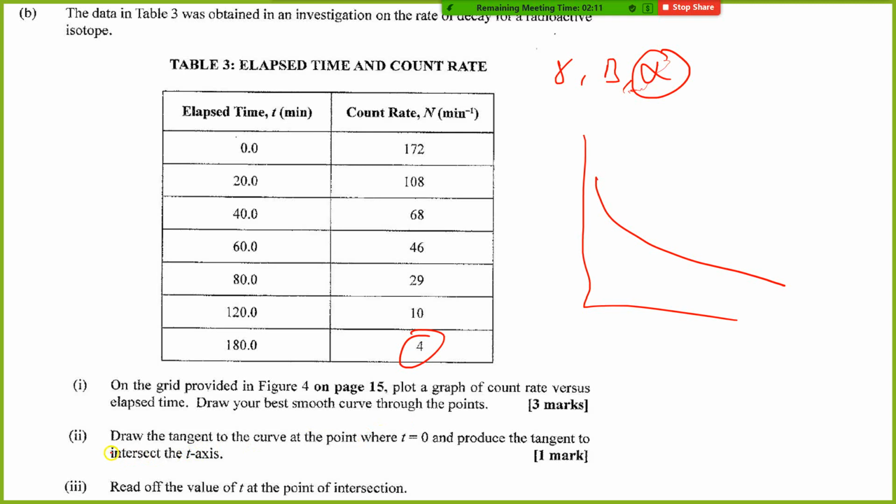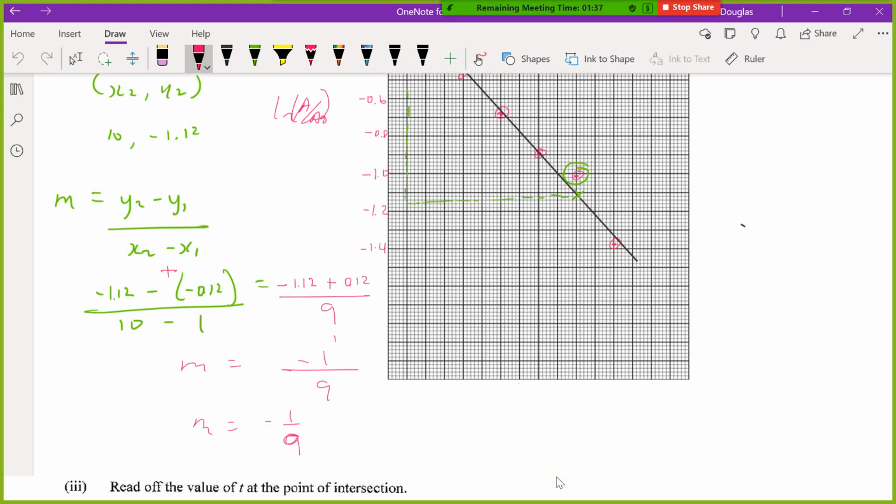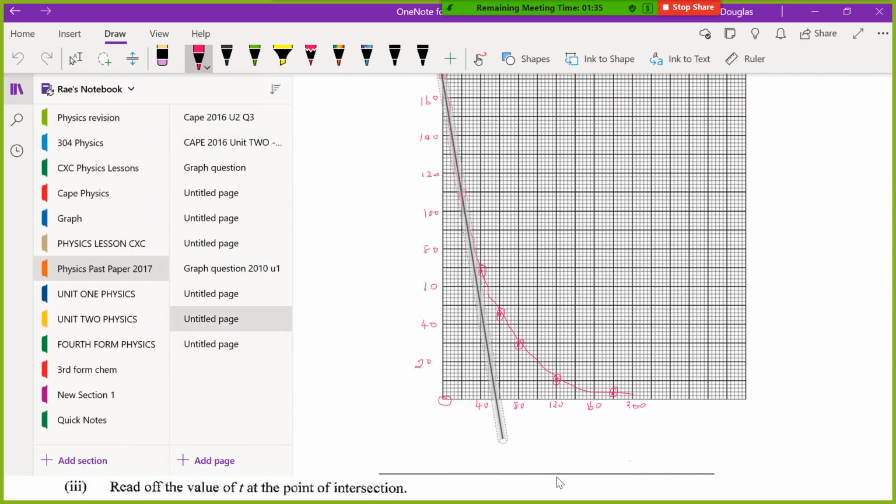Then another part of the question says draw the tangent to the curve at the point where t is equal to 0 and produce the tangent to intersect the t-axis. It then says read off the value of t at the point of intersection. It's nothing hard that we're doing so far. It's just following procedures. So this is what my graph would have looked like when I prepped it for you guys.